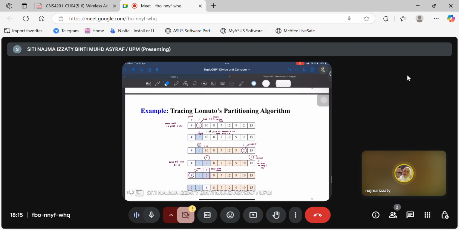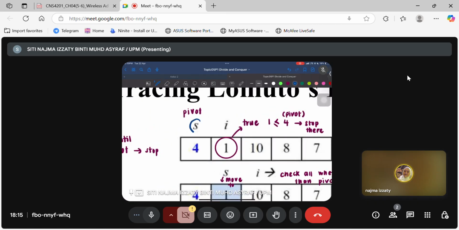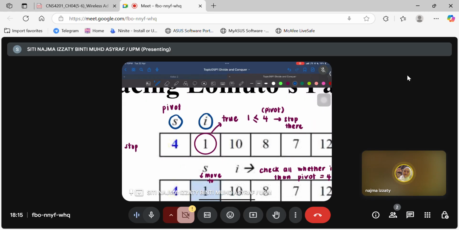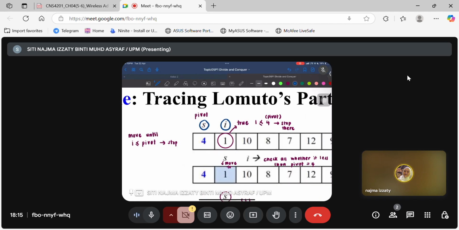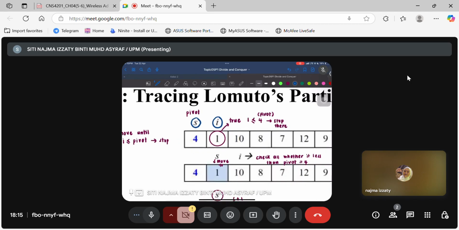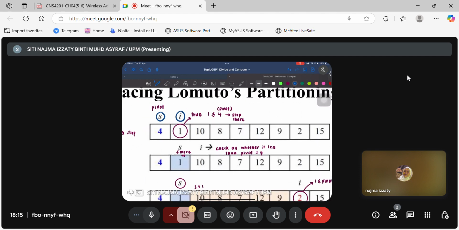Okay, first of all, we need to start with the pivot. The pivot is the S. S is at number 4 and I is at number 1. Firstly, we need to check whether I is less than or equal to the pivot. We need to move until I is less than or equal to the pivot. As you can see here, I is 1, which is less than 4. We need to stop there.